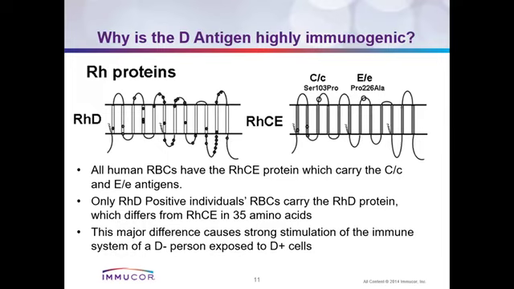Now, only the RhD positive individuals' red blood cells carry the RHD protein. And it differs from the RHCE, which all of us have, in 35 amino acids. This is what makes the difference between the CE and the RHD. This major difference causes strong stimulation of the immune system of the D negative person if given blood which is RhD positive.